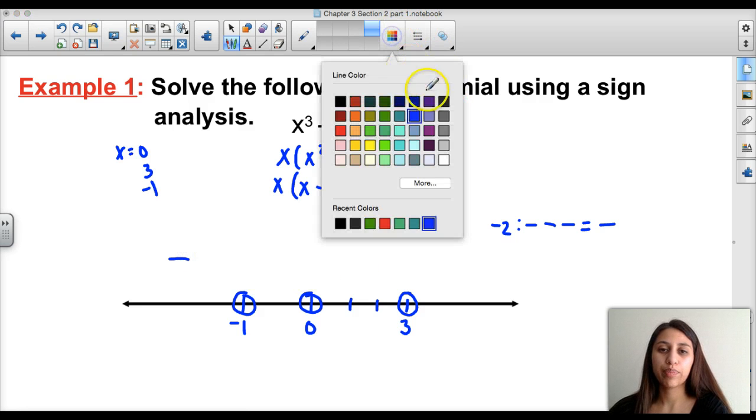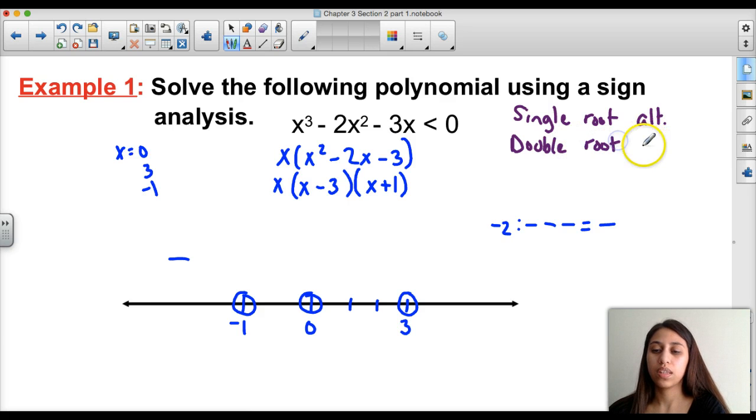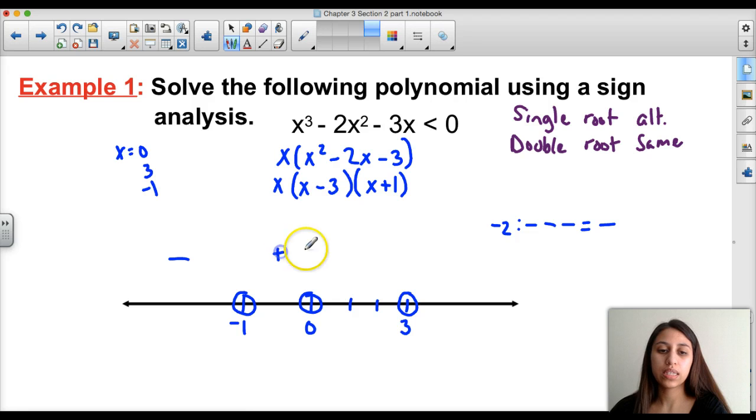Then remember from Chapter 2 that when we have a single root, our signs are going to alternate. If we have a double root, the signs will stay the same between that double root. In this example, we don't have any double roots because this x isn't squared or neither of these factors are squared. So all of our roots are single roots. That means our signs are going to alternate. So if we started with a negative, we'll have a plus, minus, and a plus.